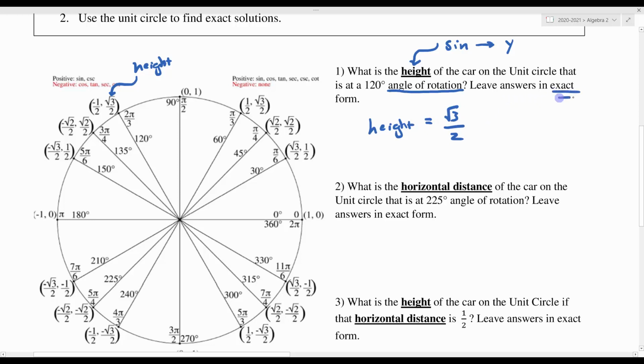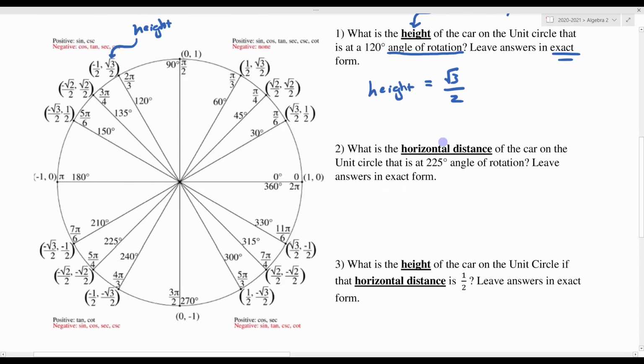And notice that they wanted us to leave our answers in exact form, so do not put this into the calculator and get a decimal approximation. Just leave the answer just like this, with a fraction and a square root. That's how we want it. In fact, if you put a decimal into MyOpenMath for these types of problems from now on, it's going to count you wrong. All right, so leave your answers in exact form.